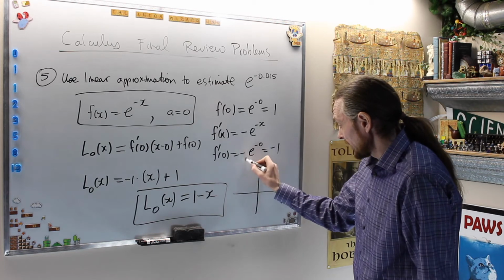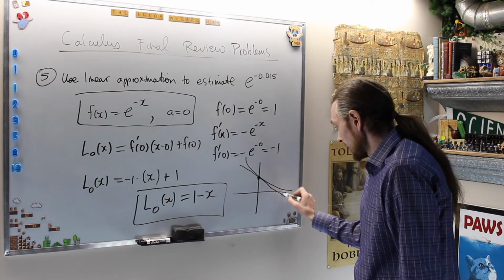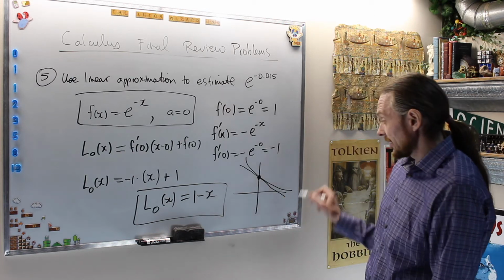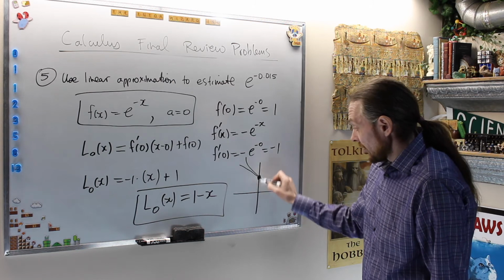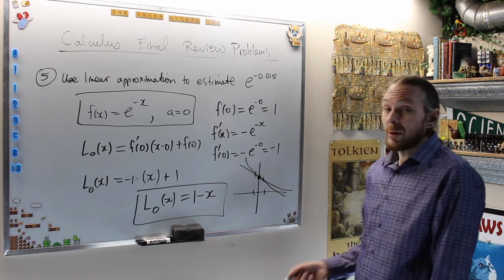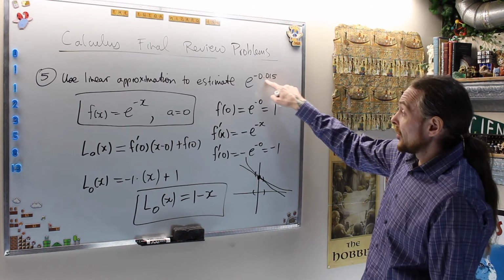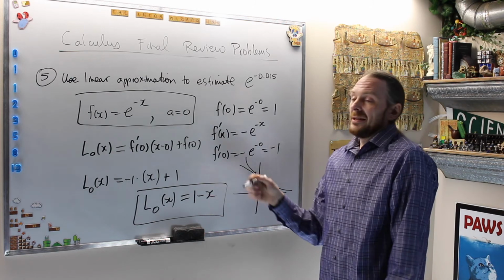What we're looking at is e to the -x looks like this, and this is the equation of the tangent line that we're looking for. This is the linear approximation. At 0, they're exactly equal to each other. Near 0, they're going to be approximately equal to each other, and then we're going to pick a value near 0, and then we can approximate this.